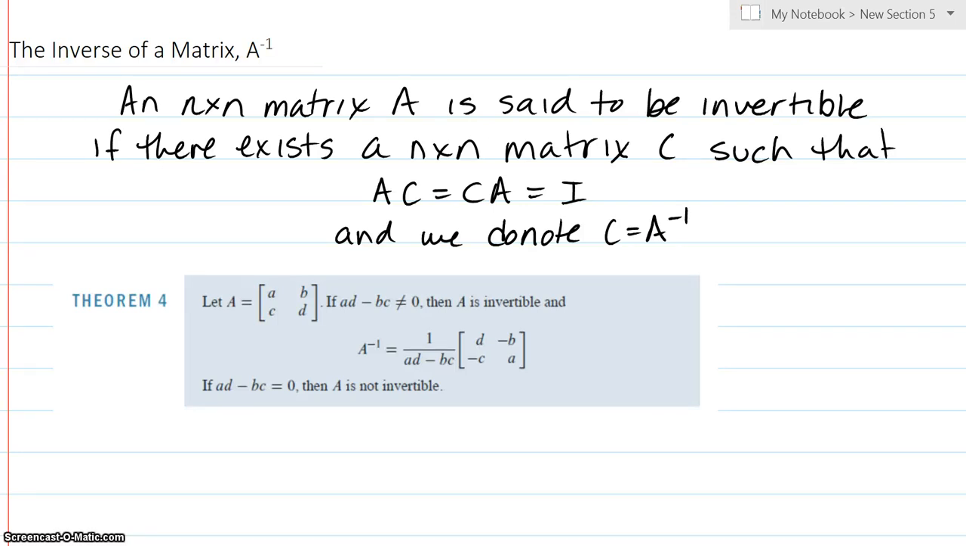Hello, this is Jennifer Martinez, and in this video we're going to be talking about the inverse of a matrix, denoted A raised to the negative 1, and we're going to use this to replace division of matrices.